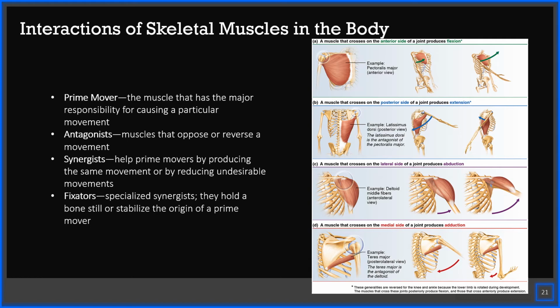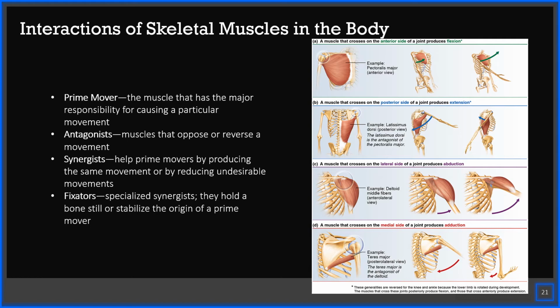C is a muscle that crosses the lateral side of a joint, producing abduction, that movement away from the body. That's the deltoid, the bulk of your shoulder muscle on the top of your arm. The muscle that crosses on the medial side of the joint, producing adduction, is the teres major. So it's an antagonist to the deltoid.